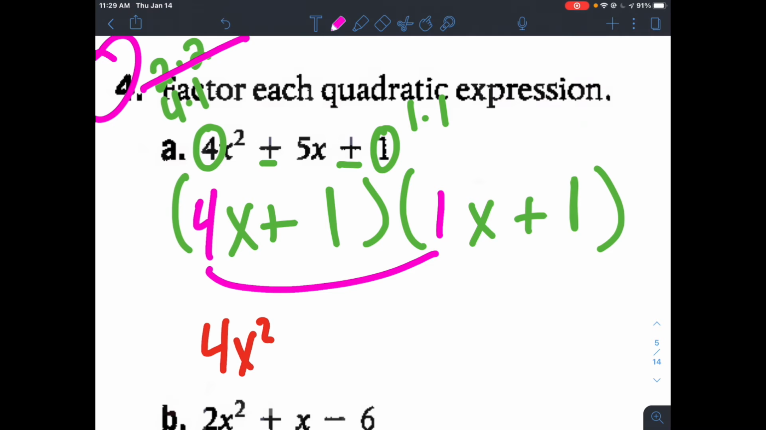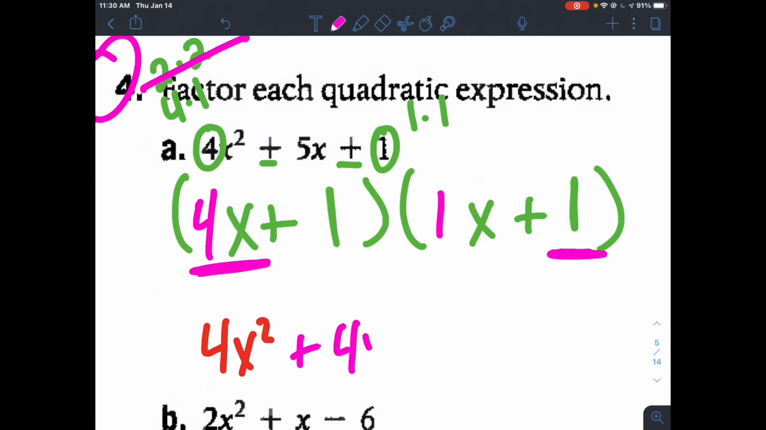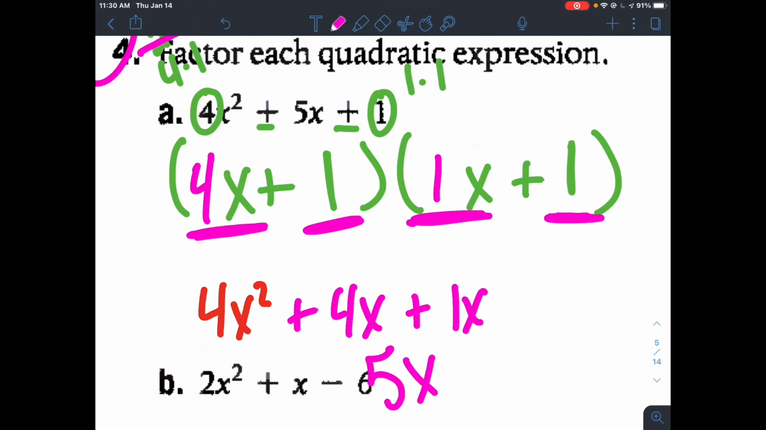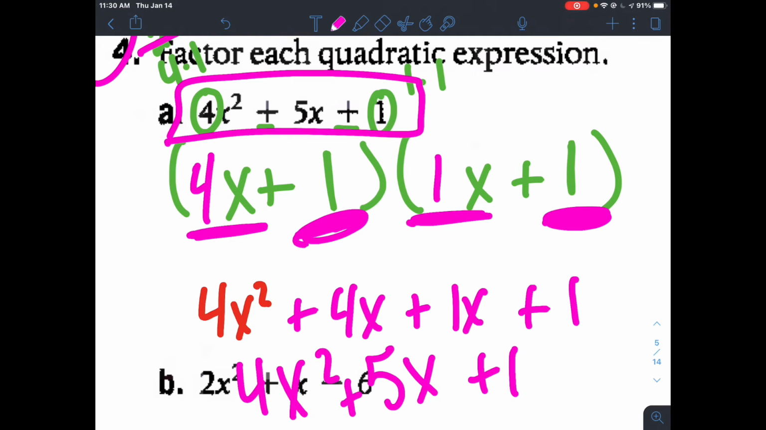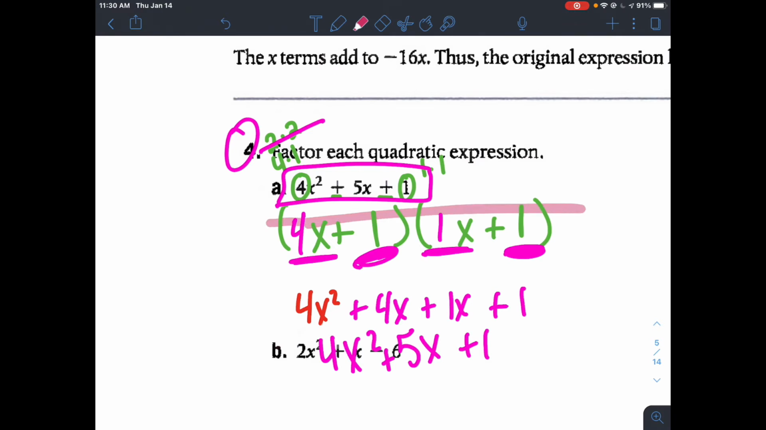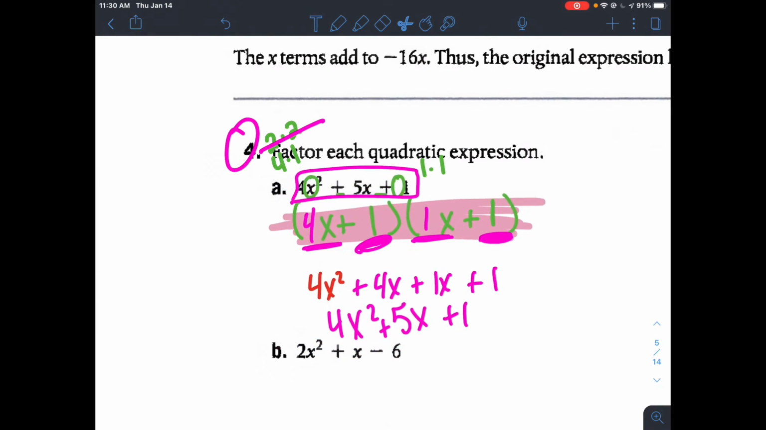Okay, so still same thing. 4x times 1x equals x squared. Good. Okay, now the outsides, so plus 4x, plus the insides, plus 1x. 4x plus 1x is a 5x. And then the lasts, this is last, plus 1. So yes, 4x squared plus 5x plus 1 will give me that answer. Okay, so my answer really is this guy right here. So we'll highlight that. I got messy pretty quickly. Okay, we'll shrink this down and move on to the next one.